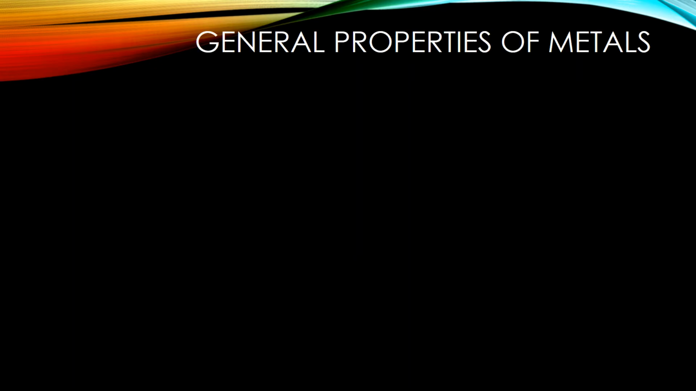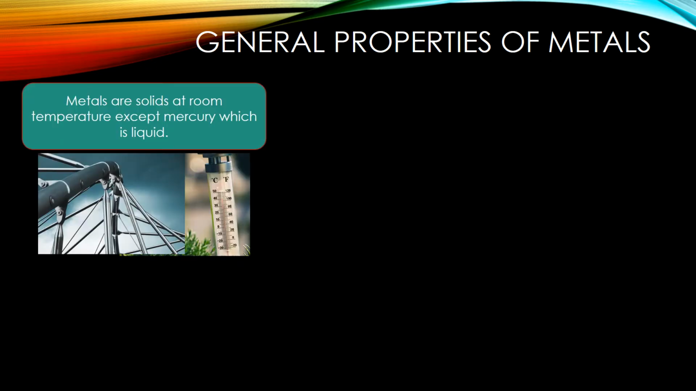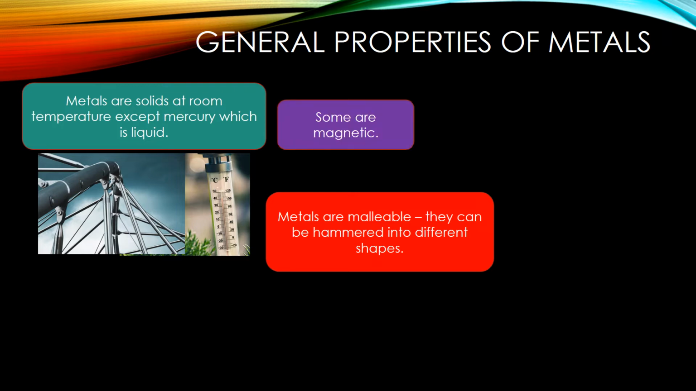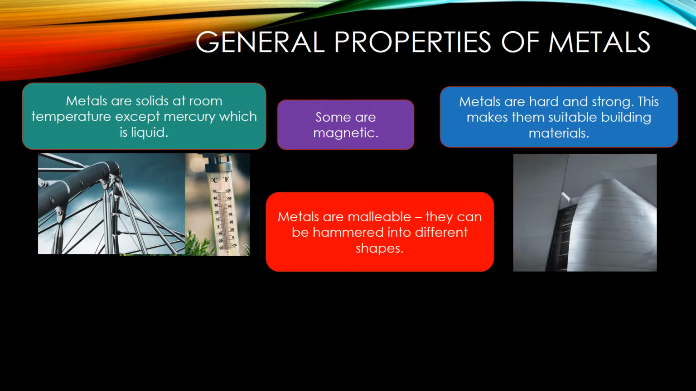General properties of metals. Metals are generally solids at room temperature, except for mercury, which is a liquid. Metals are malleable. This property means they are bendable and shapeable, so they can easily be hammered into different shapes. Some metals are magnetic and are attracted by a magnet.